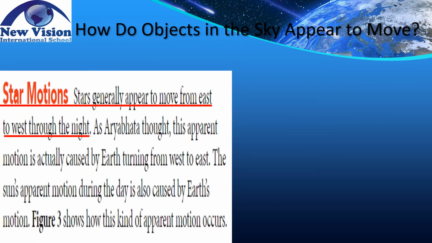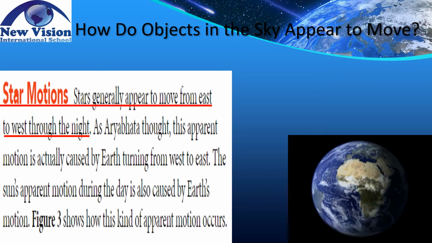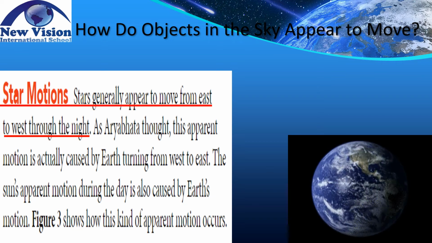Star motions. Stars generally appear to move from east to west through the night. This apparent motion is actually caused by Earth turning from west to east. The Sun's apparent motion during the day is also caused by Earth's motion.